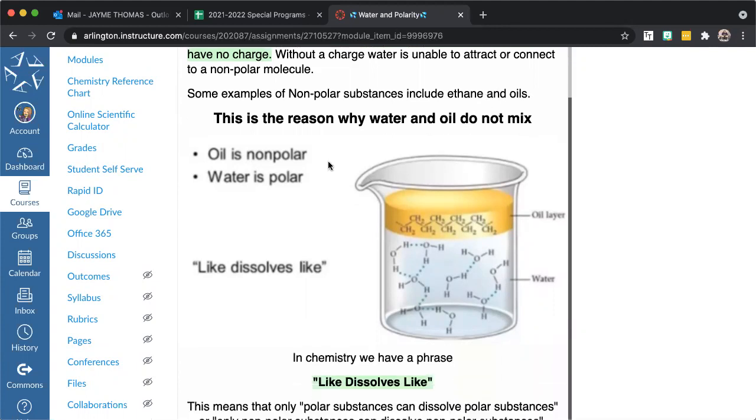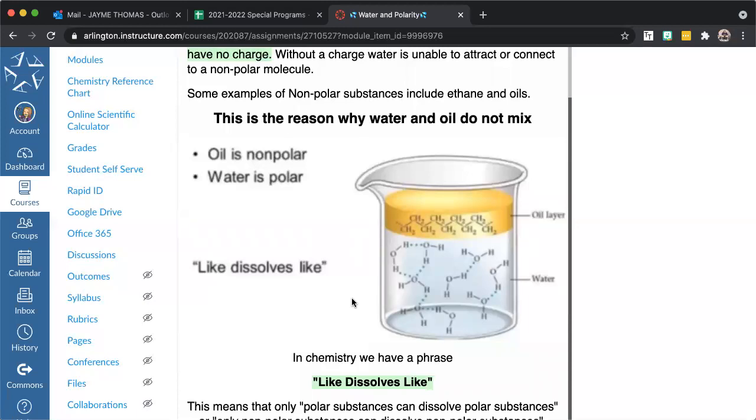Typically, you'll see oil floating on top of water. The reason the oil floats is because it's less dense. The water has a higher density, so it's on the bottom. There's a phrase we use to describe this, called "like dissolves like." What that means is if things are alike, they will dissolve and mix together.